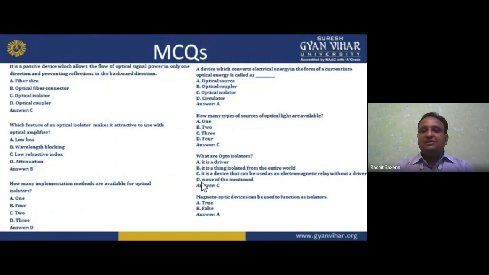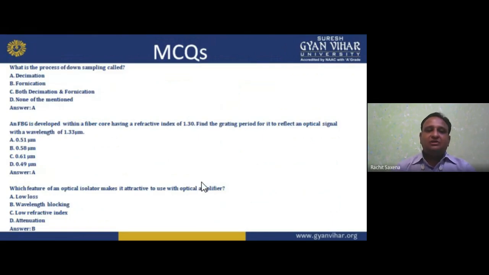A device which converts electrical energy in the form of current into optical energy is called an optical source. How many types of sources of optical light are available? Three sources. What are optoisolators? It is a device that can be used with electromagnetic waves without a driver. Can a magneto-optic device be used to function as an isolator? True, we can use it. Now, what is the process of downsampling called? Decimation. An FBG is developed with a fiber core having a refractive index of 1.30. Find the grating period for it to reflect an optical signal with a wavelength of 1.33 micrometer. We get the answer, that is 8.51.